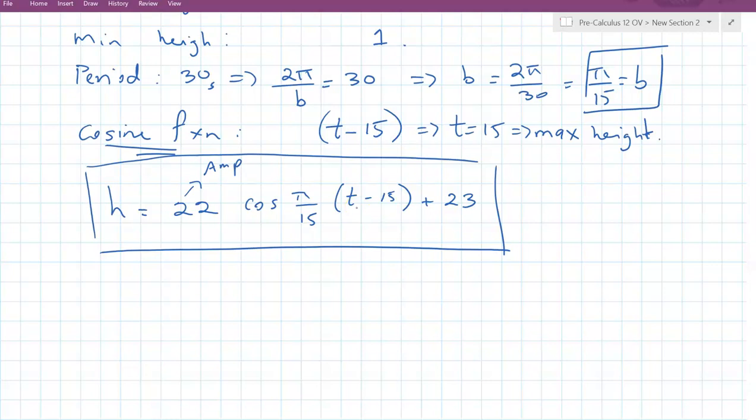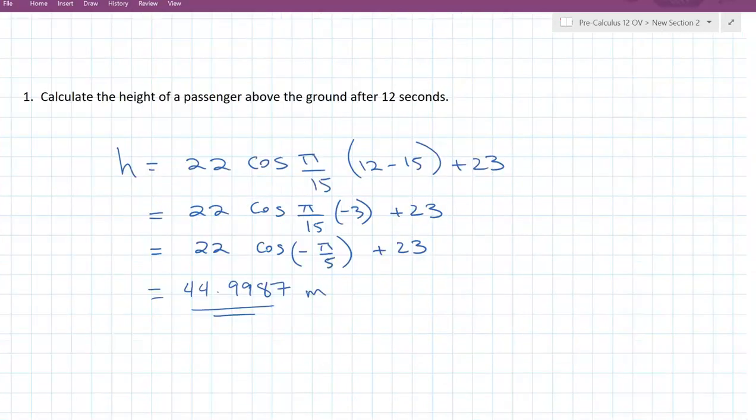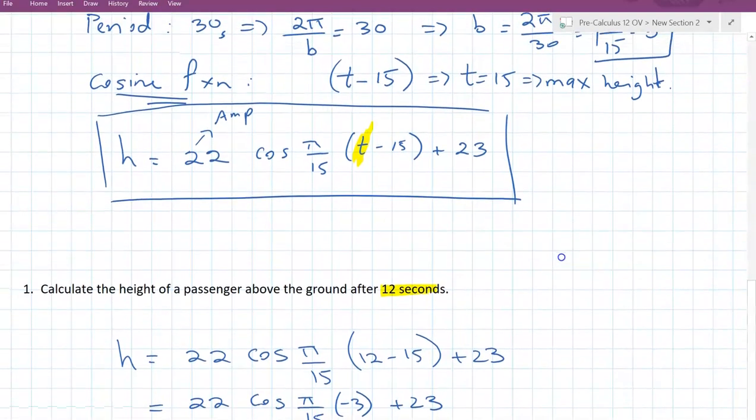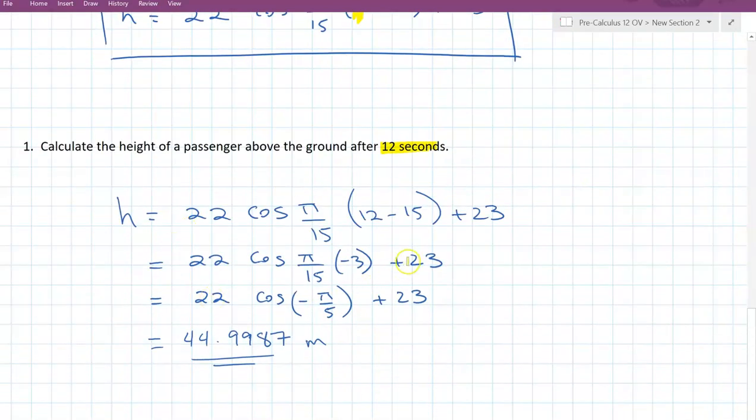So that is where the equation is being used. You plug in the value for t, and then you can find the exact height of any given passenger. So when you take the 12 seconds and plug it into the t value right here, notice that the maximum height, which is 45 meters, you will reach at 15 seconds, so at 12 seconds it has to be very close to 45. When you do the math properly, make sure your calculator is in radians mode, you're going to get 44.9987 and more decimals. That proves that at 12 seconds, you're only 3 seconds away.